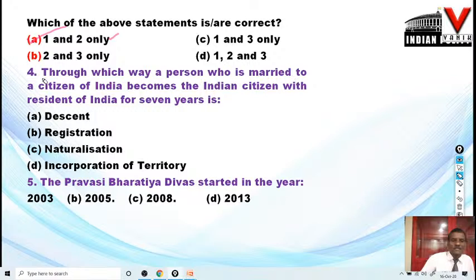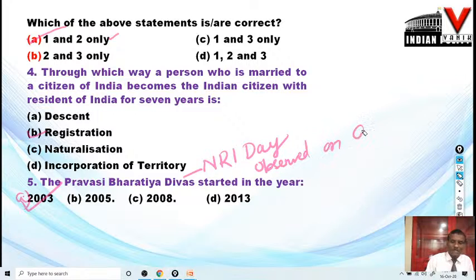Through which way does a person who is married to a citizen of India become an Indian citizen with residence of 7 years? It is registration. Then, when was Pravasi Bharatiya Divas started? I shall tell you about Pravasi Bharatiya Divas next class, but remember it was first started in the year 2003, so A is the answer. It is also known as NRI Day, observed on 9 January to commemorate Gandhi's return from South Africa.